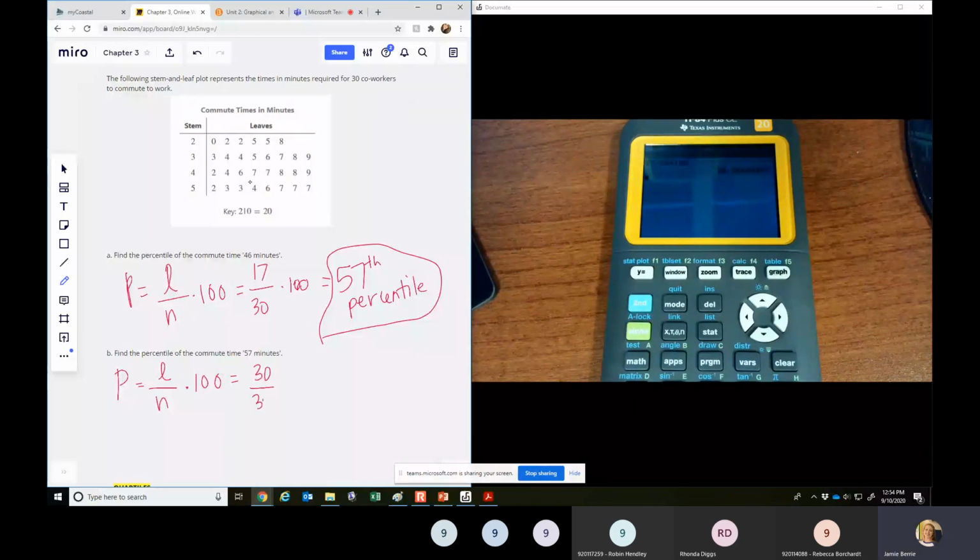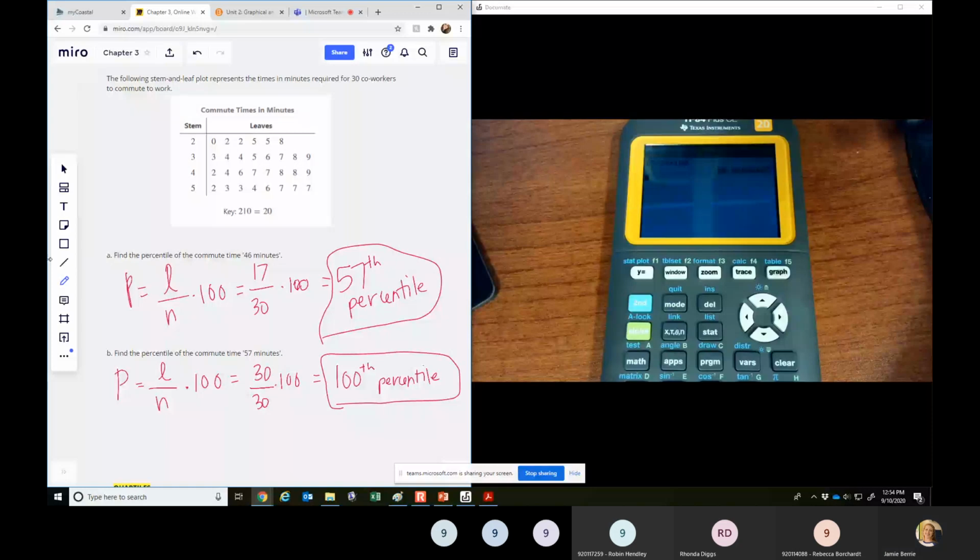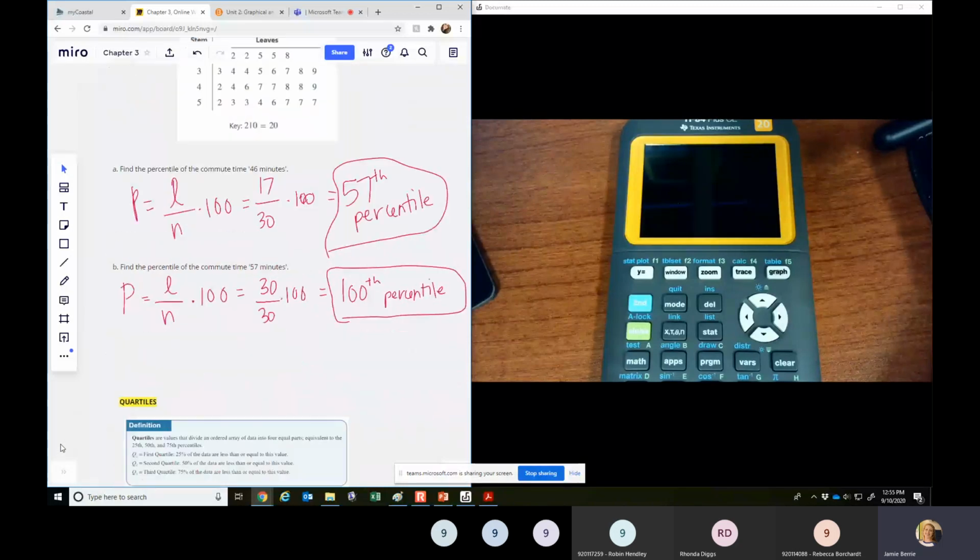The sample size was also 30, times 100. 30 over 30 is 1. 1 times 100, this is the 100th percentile. So the highest value is the 100th percentile. The lowest value would be the 0th percentile. If they ask for the highest percentile, that's really no work for you to do. You know that if it's the highest value, 100% of the data values must be at or below that number. So that would be the 100th percentile.